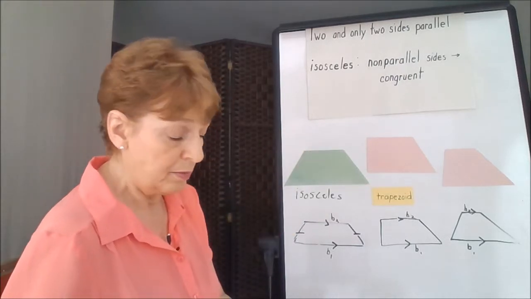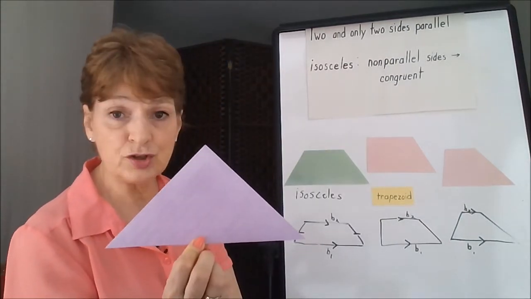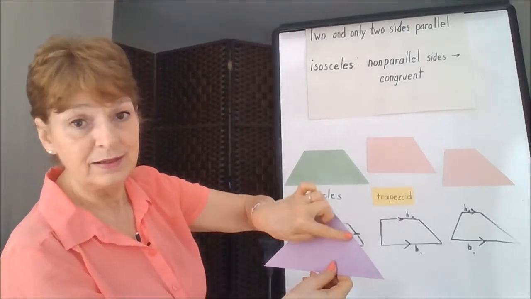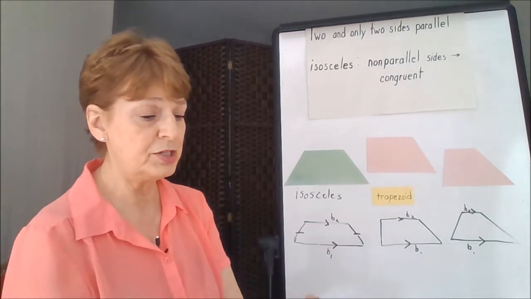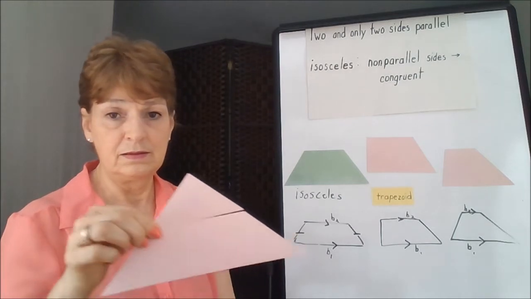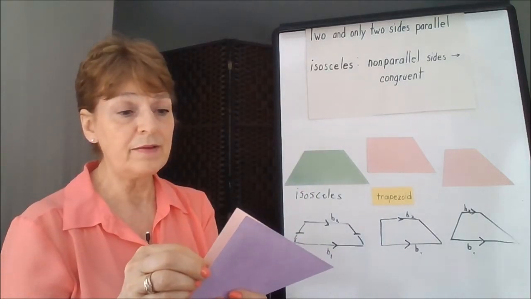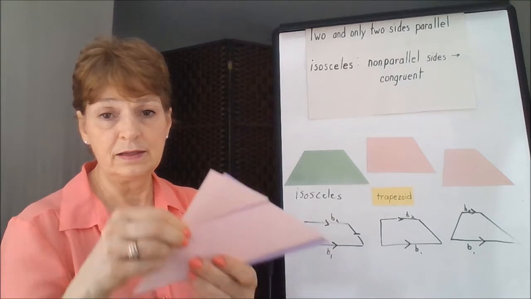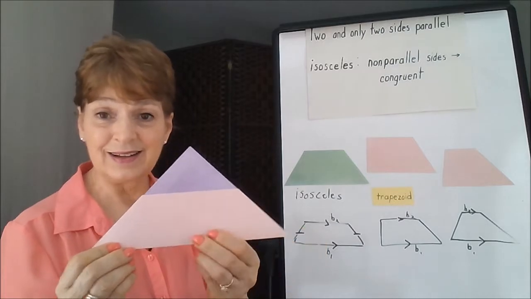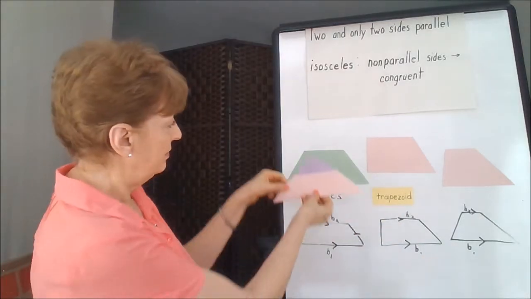In fact, really what we've done is we've taken an isosceles triangle and chopped off the point on this. If we took this triangle and cut off the top part of it, we would make an isosceles trapezoid. So that's just another example.